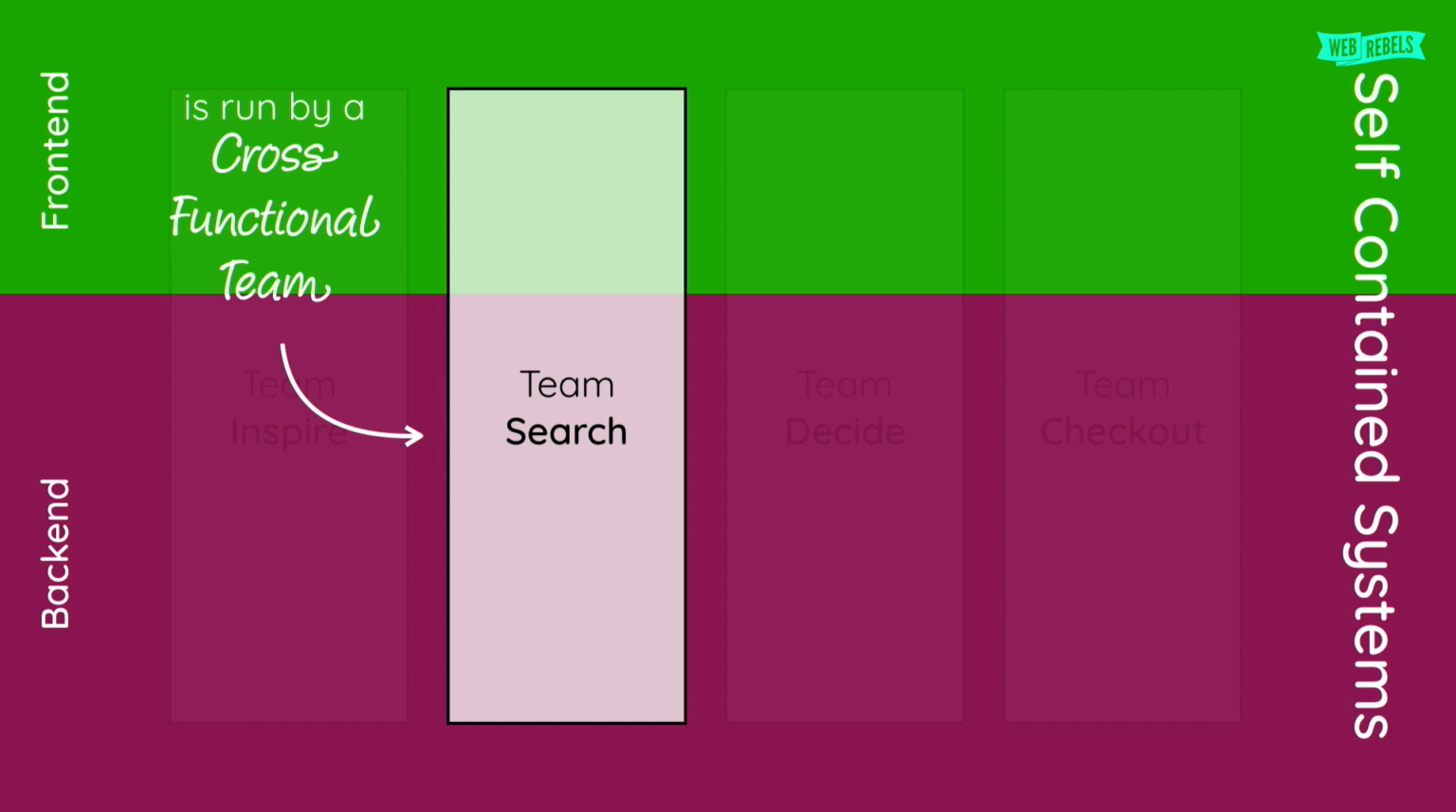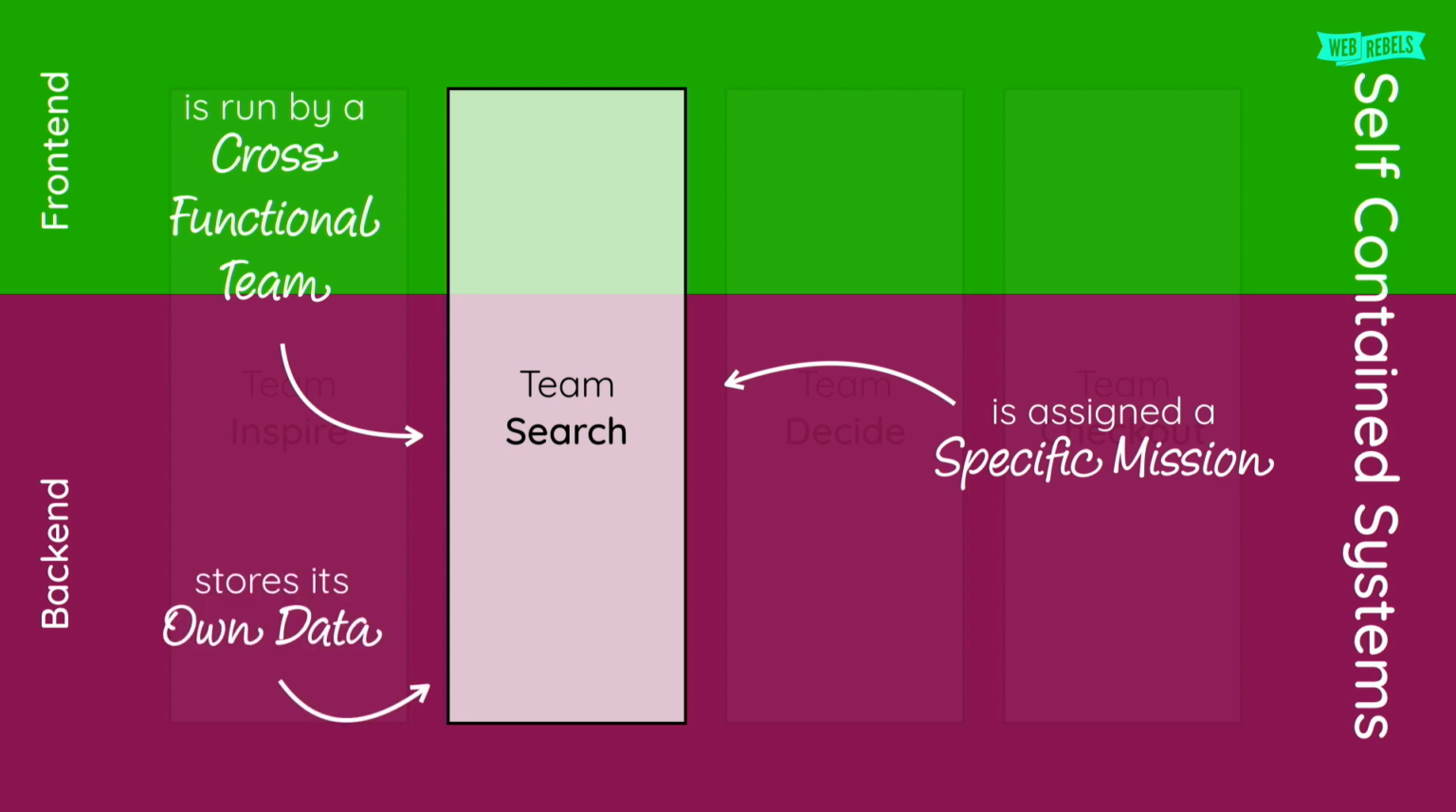So you have one team with front-end developers, back-end developers, maybe UX people or graphic designers, but also product owners. So you have one team with interdisciplinary people in it. And each team is assigned a specific mission. In this case, the name is Team Search, so they are responsible for helping the customer find stuff in your application or in your shop.